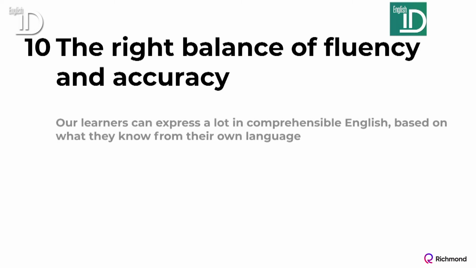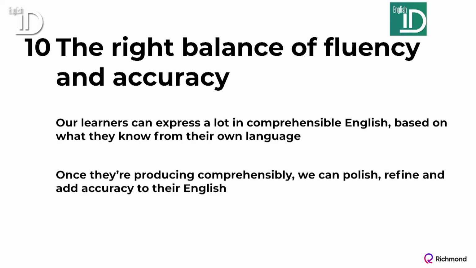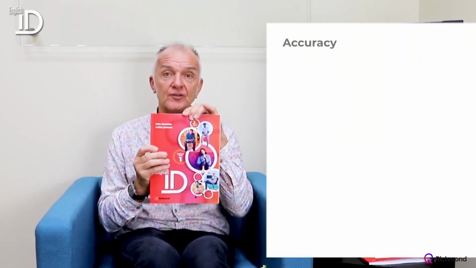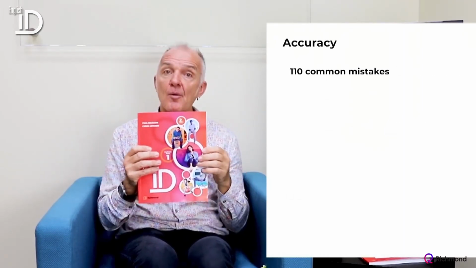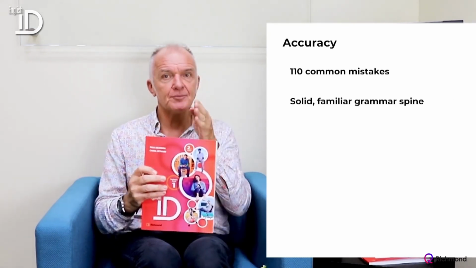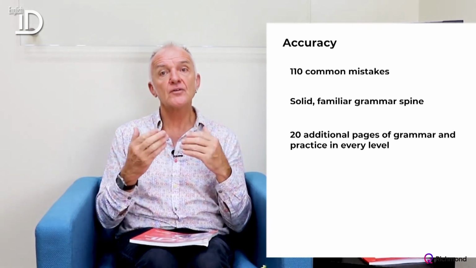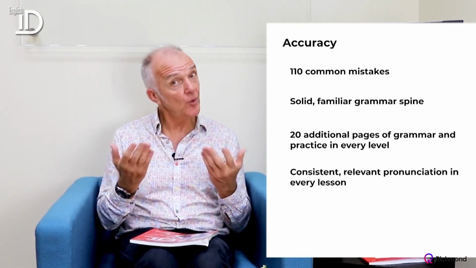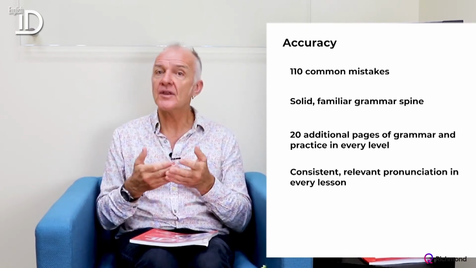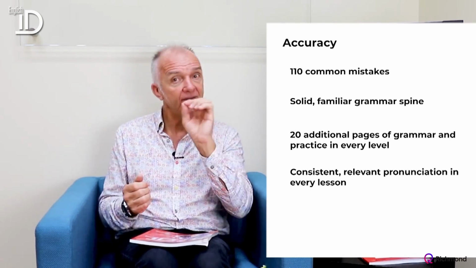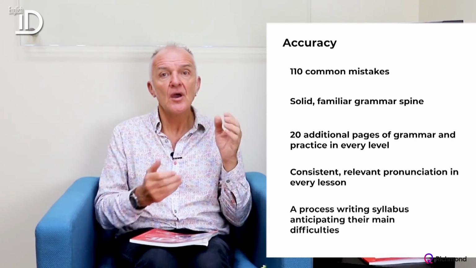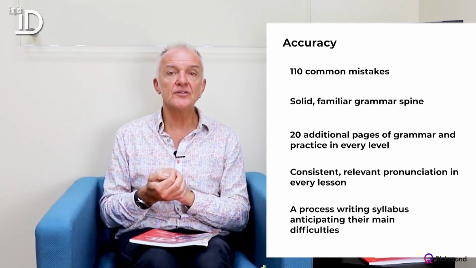So, English ID gives you and your learners fluency through cognates, through lots and lots of practice, and 166 Make It Personal activities. And English ID gives you accuracy through 110 common mistakes, a solid grammar spine. At the back of the book we have 20 pages of grammar and of course more pronunciation and, importantly, more relevant pronunciation work than any international course. Plus it has a process writing syllabus which anticipates their main difficulties too.